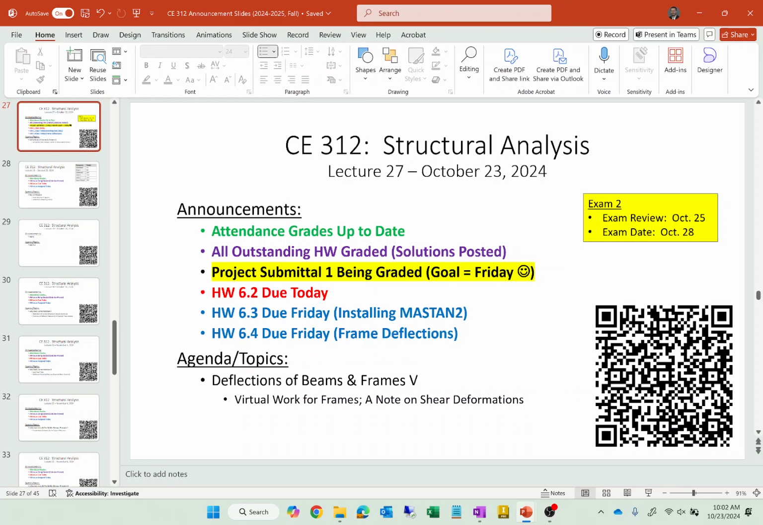Okay. I am still working on your project submittal one. My apologies. But I'll say this. Really, the time critical aspect on the project is that I get it back to you by the time we start Mastan, because you really can't start submittal 2 until Mastan. That's what submittal 2 is all about. So that's not going to be till after the second exam. I want to get it off my desk, but as long as I get it done by the Mastan exercise, we're good.